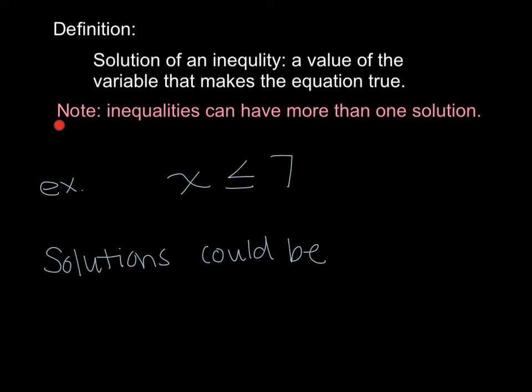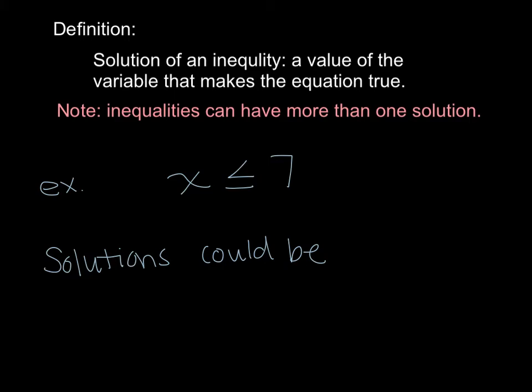Something important to note is that in algebra, when we were doing equal signs, we usually just had one answer for our variable. It was x equals 3 or x equals 5. But here we have inequalities. It can have more than one solution. Take a look at this. x is less than or equal to 7. So any number that is less than or equal to 7 could be a solution.